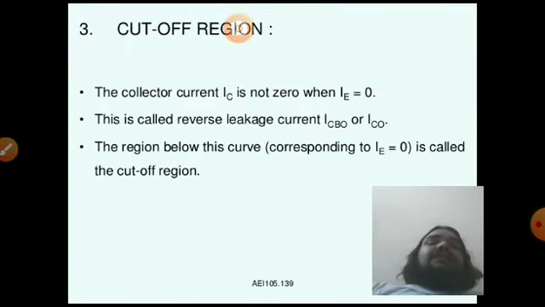Next, third one is the cutoff region of the output characteristics. The collector current IC is not 0 when IE is equal to 0. This is called the reverse leakage current ICBO or ICO.